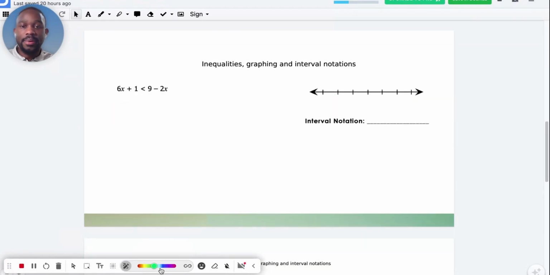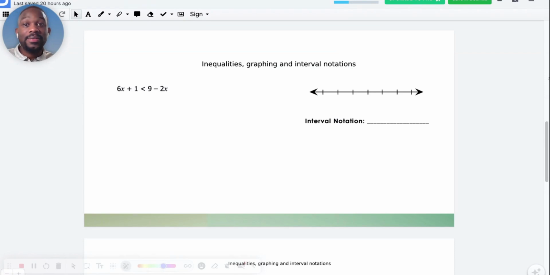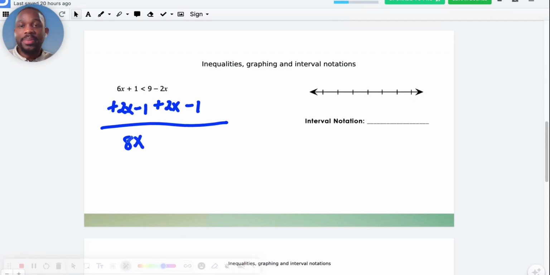In this next example, they're giving us an inequality with a less than sign. That simply means we're going to be using a dot that is not full, and non-square brackets. So the first thing we're going to do is collect like terms: put the x's on one side and the constants on the other side. I'll have 8x less than 9 minus 1, which gives us 8. Divide both sides by 8. Please feel free to pause this video and work it out yourself, because I haven't gone through all the steps, as I taught those in the first videos. So I'll have x less than 1 as the answer.